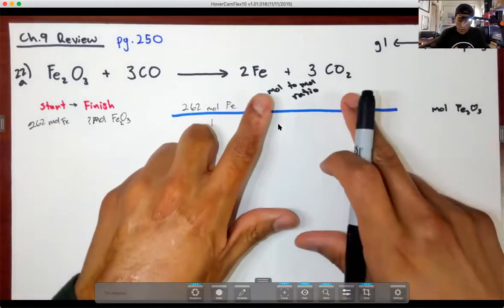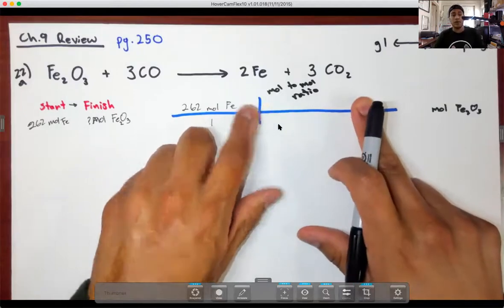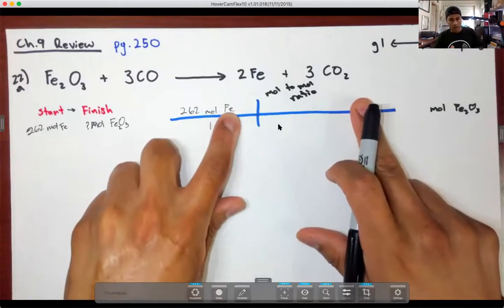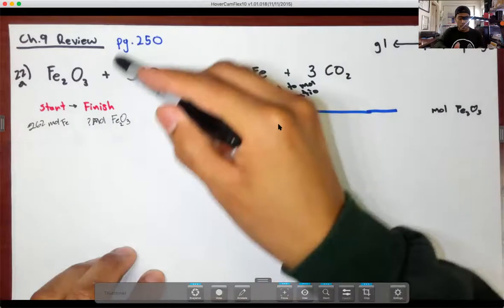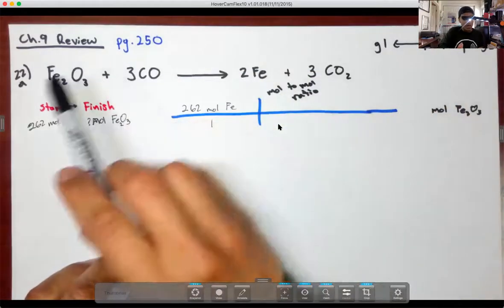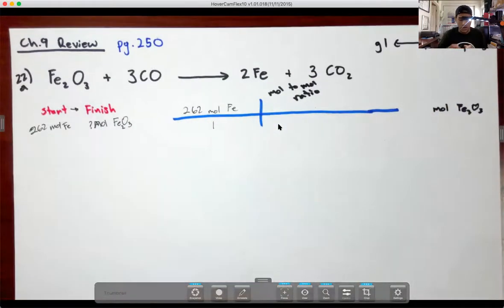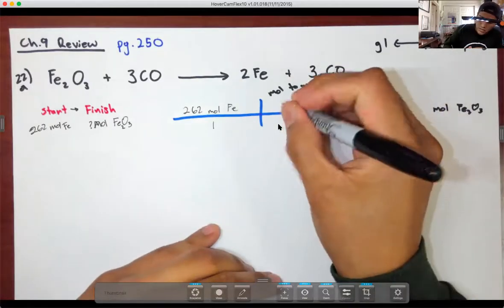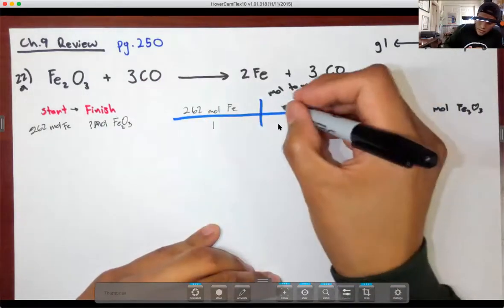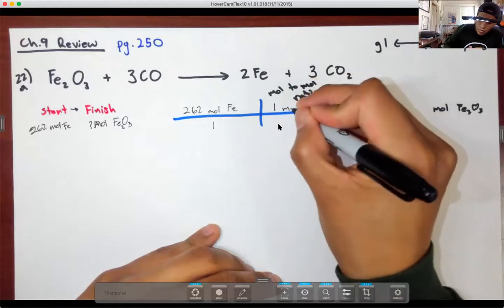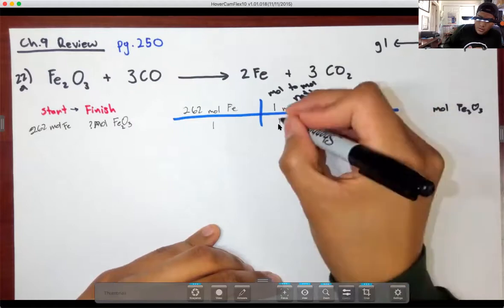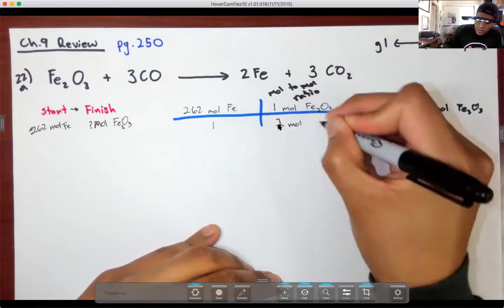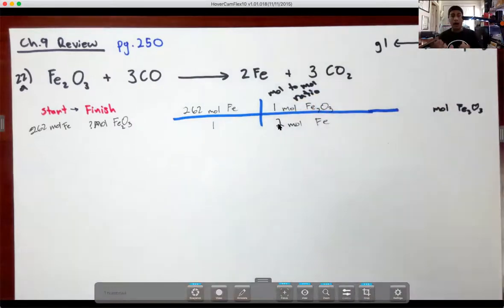And that's what we're going to use right here so that we can cancel out moles of Fe. We're going to use it as a ratio so we can cancel out moles of Fe and make the jump this way into moles of Fe2O3. And this is how you do it. You write that the moles of Fe2O3 is going to be 1 mole of Fe2O3 per 2 moles of Fe. How do I know that?